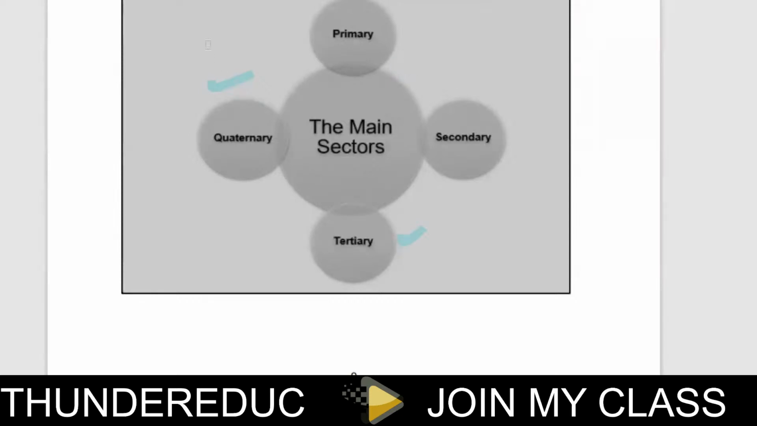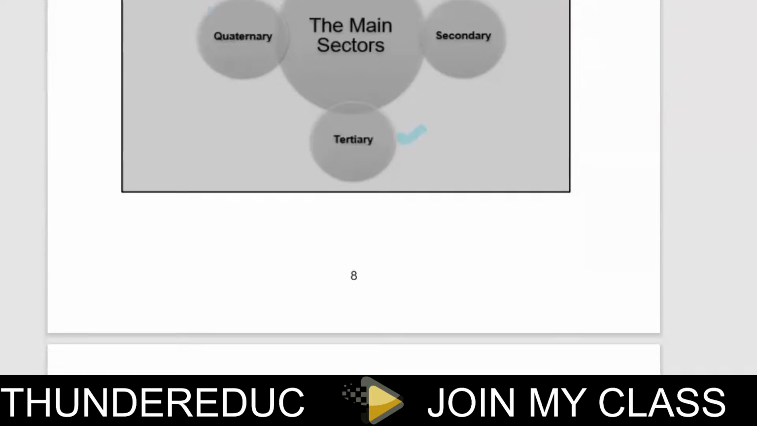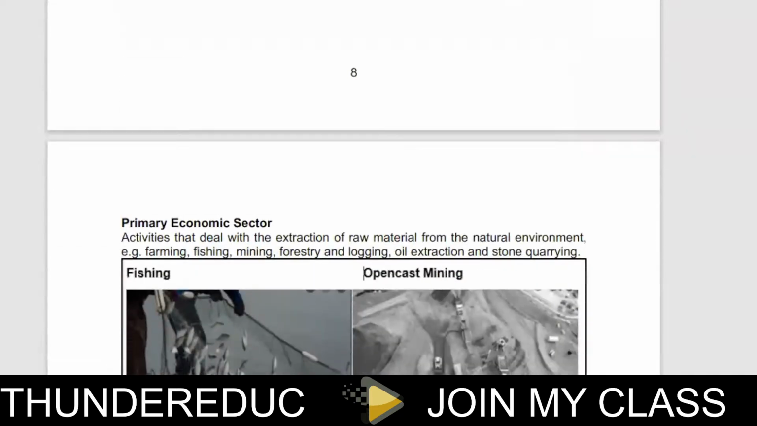However, there's always another sector, the 5th sector, that is added there. Sector number 5 that is always added there is the Quinary Sector. But you need to know, what does each of these sectors mean? So the economy of South Africa runs on those different sectors.